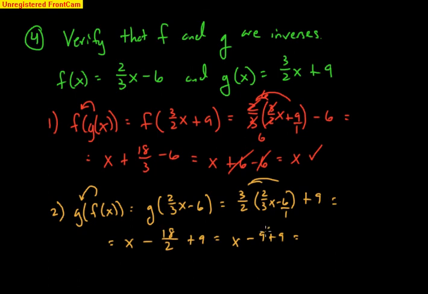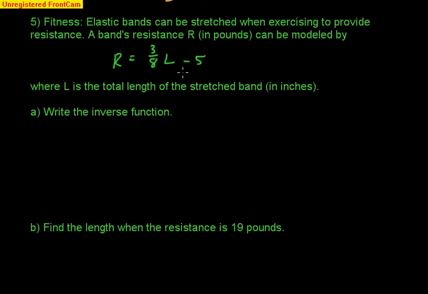So it's x minus 9 plus 9. Cancel out those 9s. There's my x. And that's verifying that two functions are inverses. So we should feel good about number 3, part A, that we found the correct inverse because they did verify out. Okay, so here's our last problem.